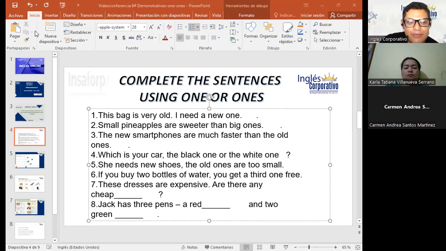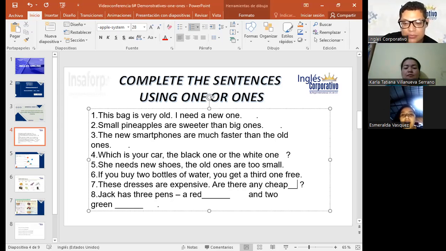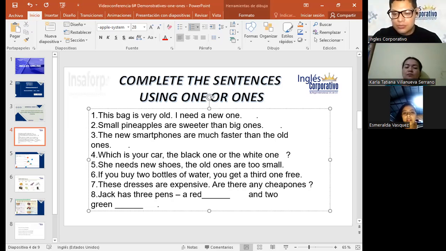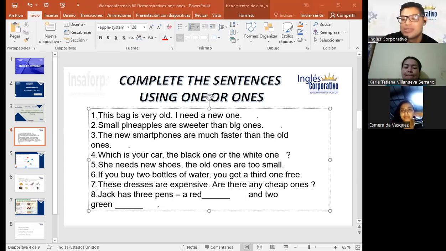Number seven, volunteer. These dresses are expensive. Are there any cheap ones? Cheap ones, as we say in Spanish, como baratos. Hay algunos baratos ahí, entonces we say cheap ones. Muy bien, vamos con la ocho.